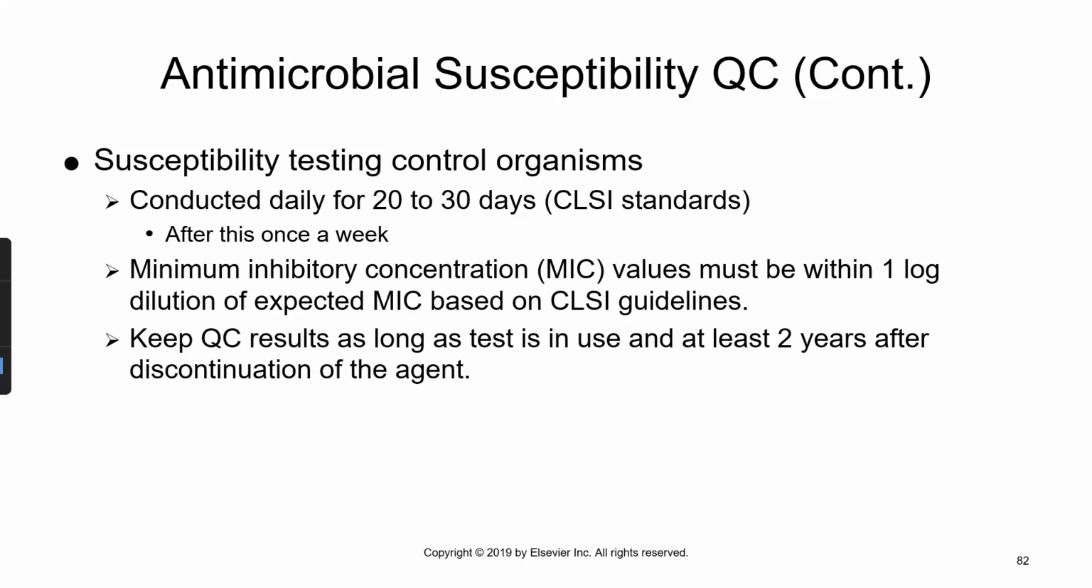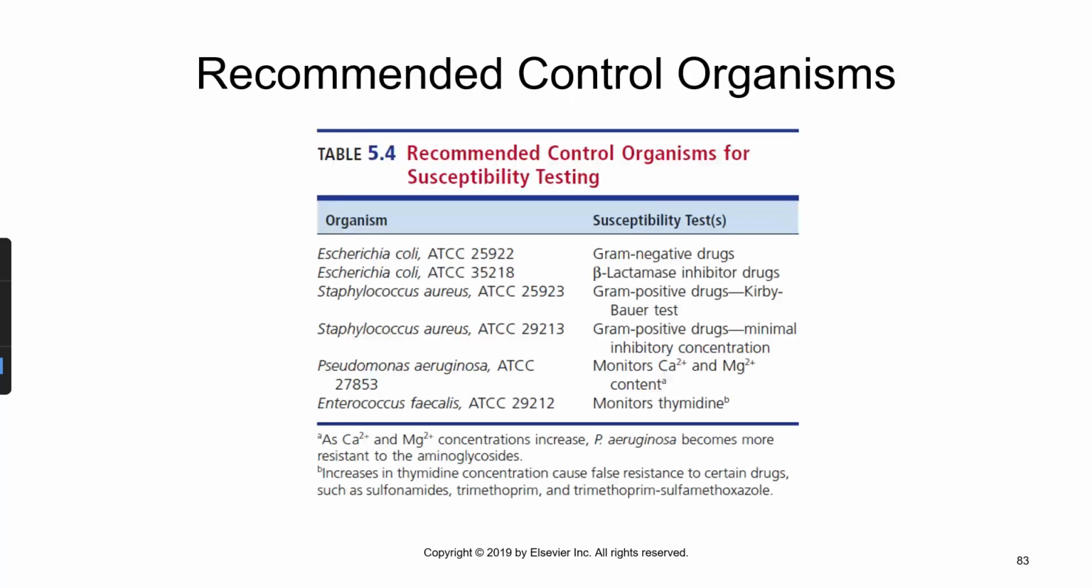Susceptibility testing control organisms are tested daily for 20 to 30 days. After this, only once a week. Minimum inhibitory concentration values must be within 1 log dilution of the expected MIC based on the CLSI guidelines. Keep QC results as long as the test is in use and at least 2 years after discontinuation of the agent. Here are some recommended control organisms for susceptibility testing.